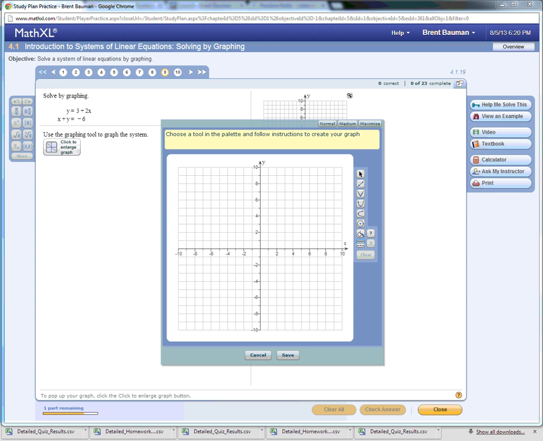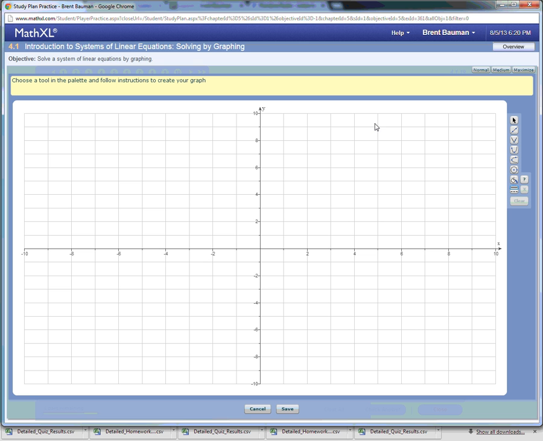Okay, let's go back to Math Excel and put in our answer for the graphing. So our first equation, y equals 3 plus 2x, that was our blue line. So we're going to come over here. I'm going to maximize this. I'm going to pick the line. My first point was at 3 on the y-axis, and then we went down to left 1.